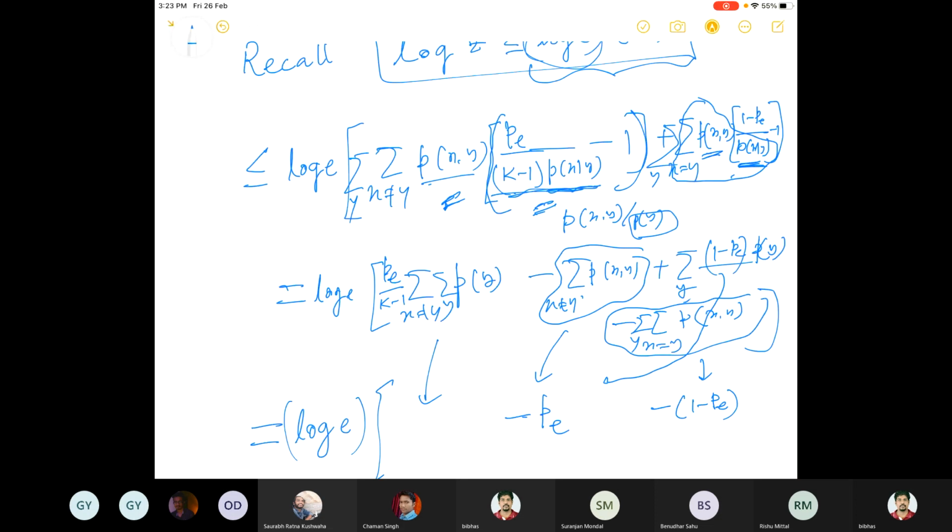Now I can take this constant out, and then I will have the sum over all y of P(y), which is one, because P(y) is nothing but a probability distribution, so P of y summed over all y. So this will give me plus (1 minus P_e).